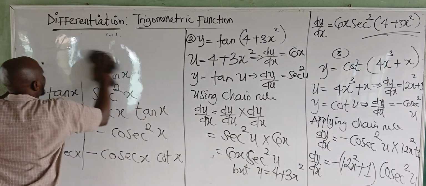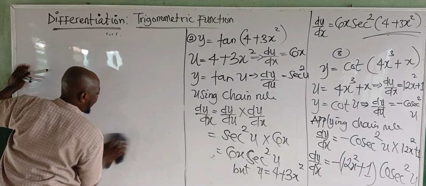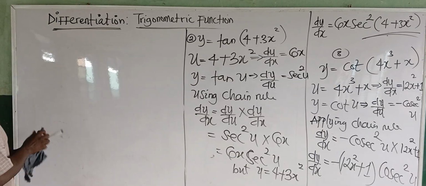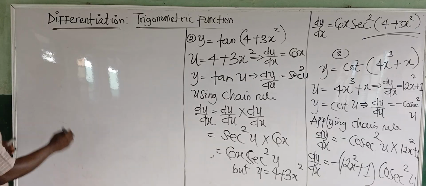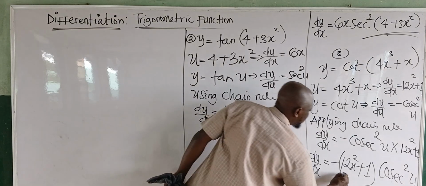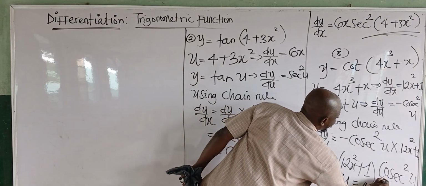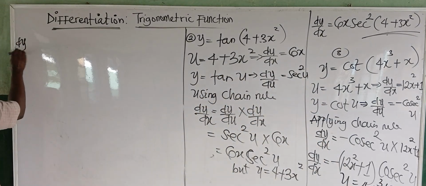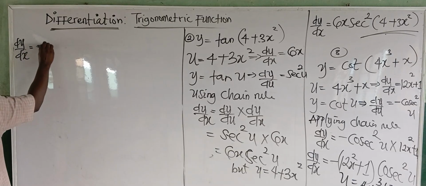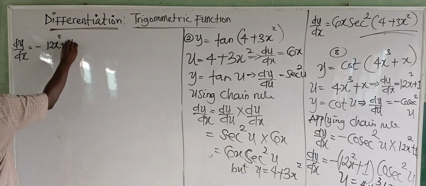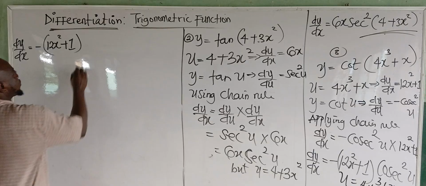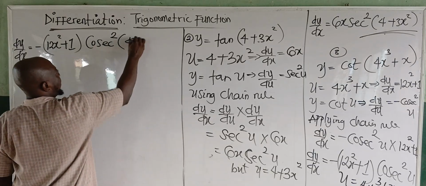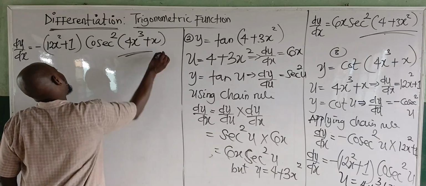Going further, next up, we already know that we said let our u from the beginning be 4x^3 plus x. So repeat that here. Our dy/dx will therefore give us minus 12x squared plus 1, then cosec square. So I will repeat that value there, 4x^3 plus x. This is how you solve this.